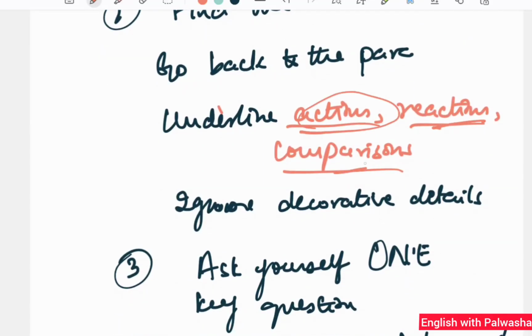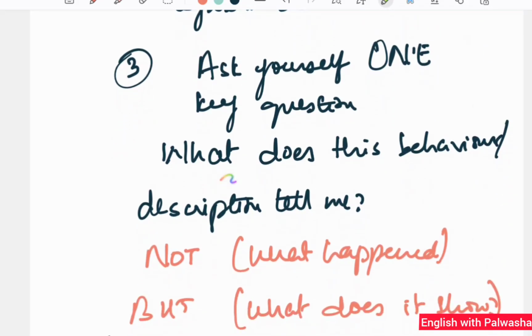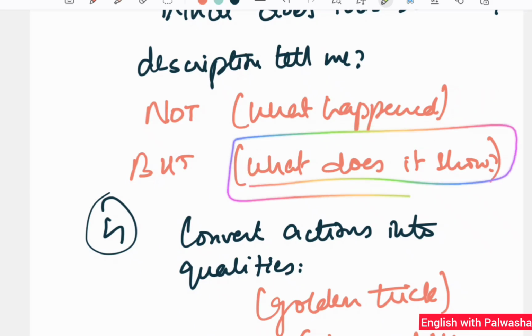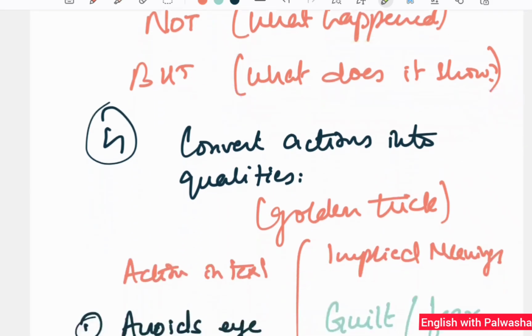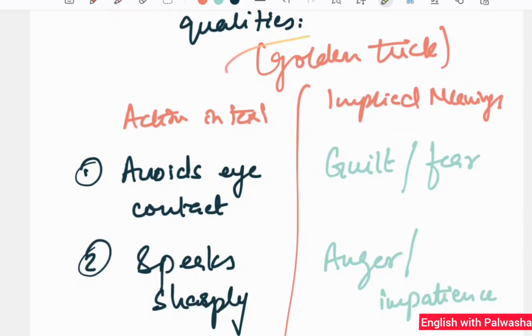actions, reactions, and comparisons. This is what you have to do. Ignore the decorative details. Ask yourself one key question: what does this behavior or description tell me? Not what happened. You don't have to tell what happened, please. You have to tell what it shows. What does it show? This is your main focus. You have to convert the actions into qualities. This is my golden trick.